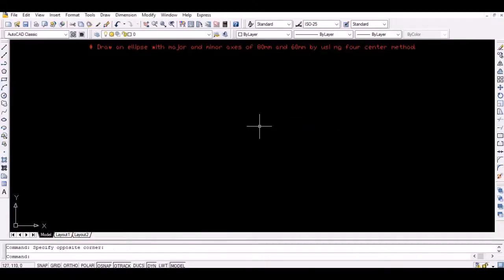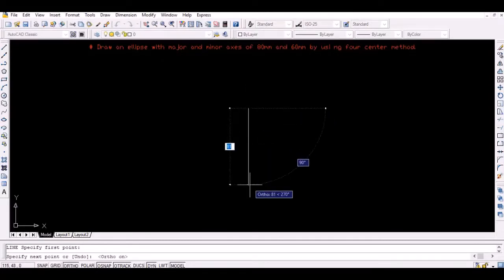Let us take an example in which major and minor axis of an ellipse is given. Initially draw a major axis of length 80 mm and minor axis of length 60 mm as shown.